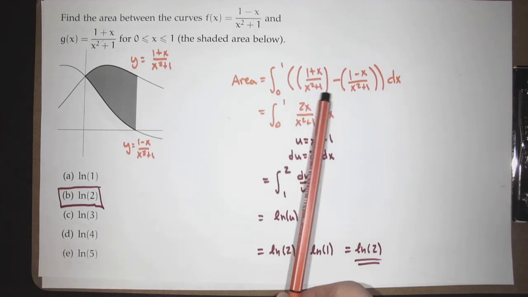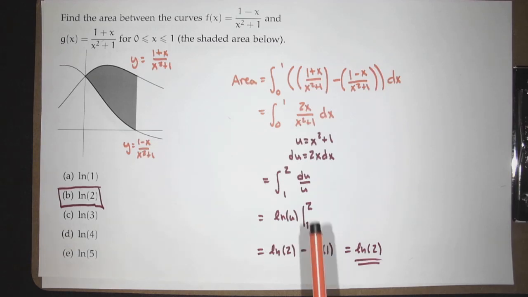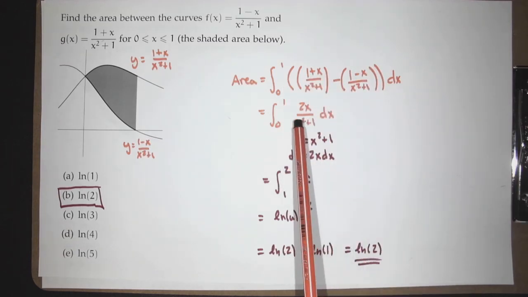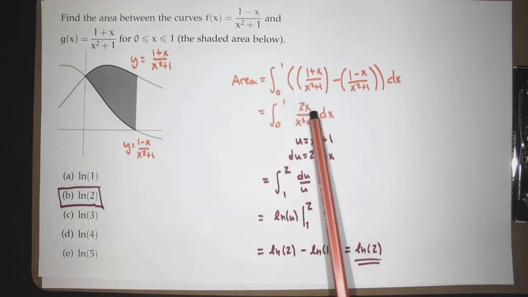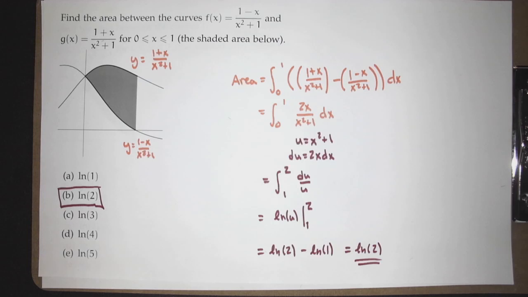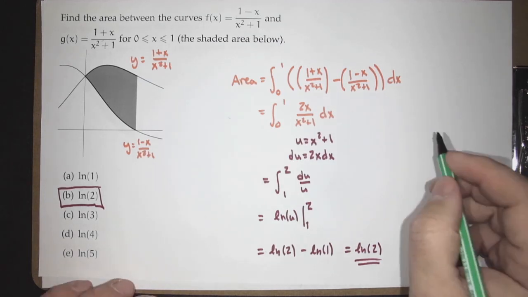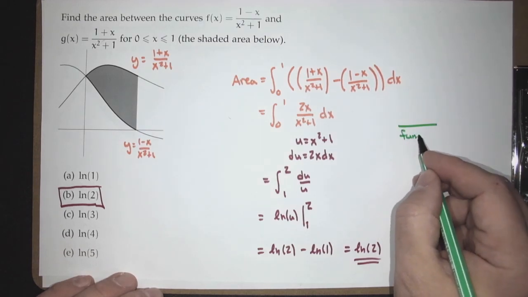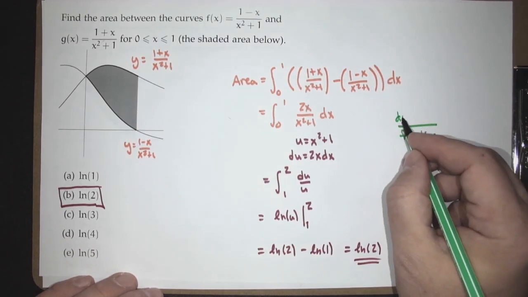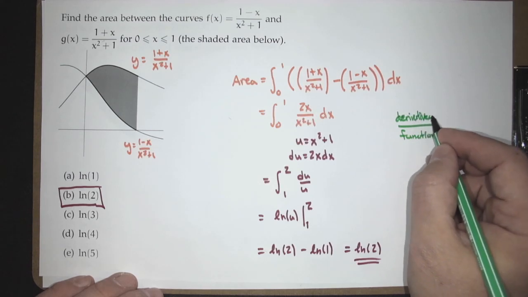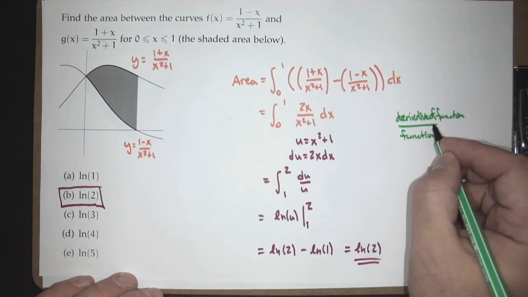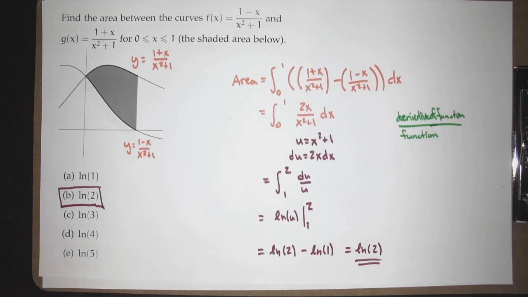Well, when we subtract, same denominator, good. The 1's cancel. X subtract minus x makes 2x, and that looks nice. We see downstairs x squared plus 1. If we take the derivative of that, we get the upstairs 2x, which makes it a du over u, a log. In general, if you see a function downstairs and the derivative of the function upstairs, then this is a log. And so in this case, we get log of u.